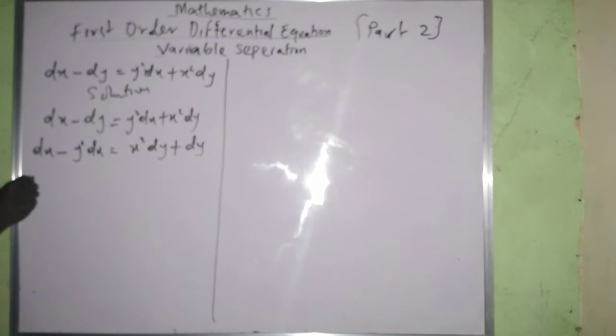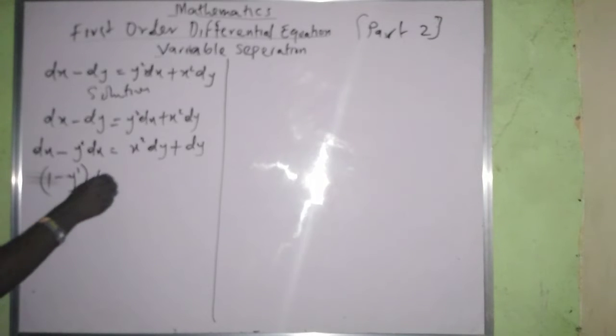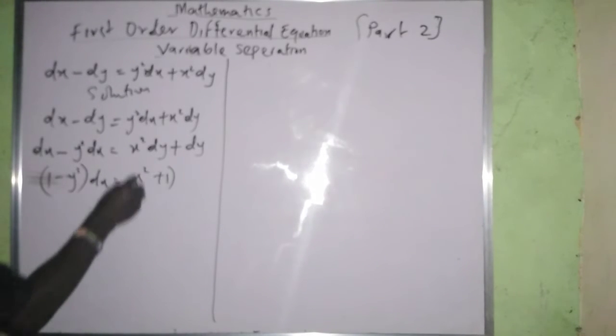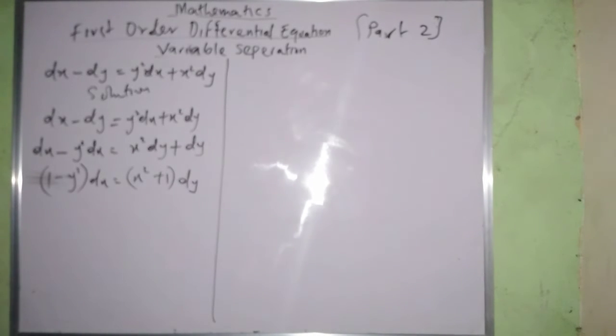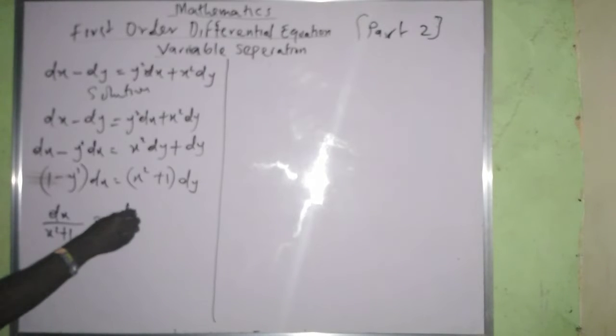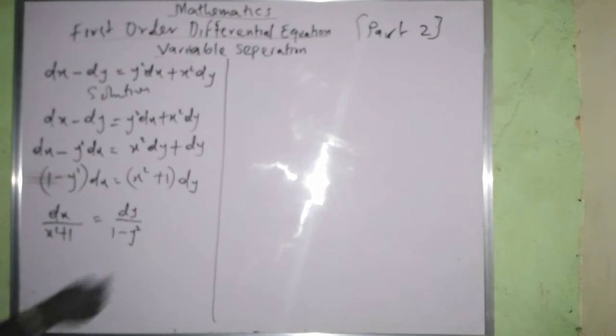Now I'll be having 1 minus y squared bracket of dx equals x squared plus 1 bracket of dy. Since this is x and this is y, they must be on one side each. I can now say that dx all over x squared plus 1 equals dy all over 1 minus y squared. I've achieved what I want to achieve. Now, how do I do this? That is where I integrate.